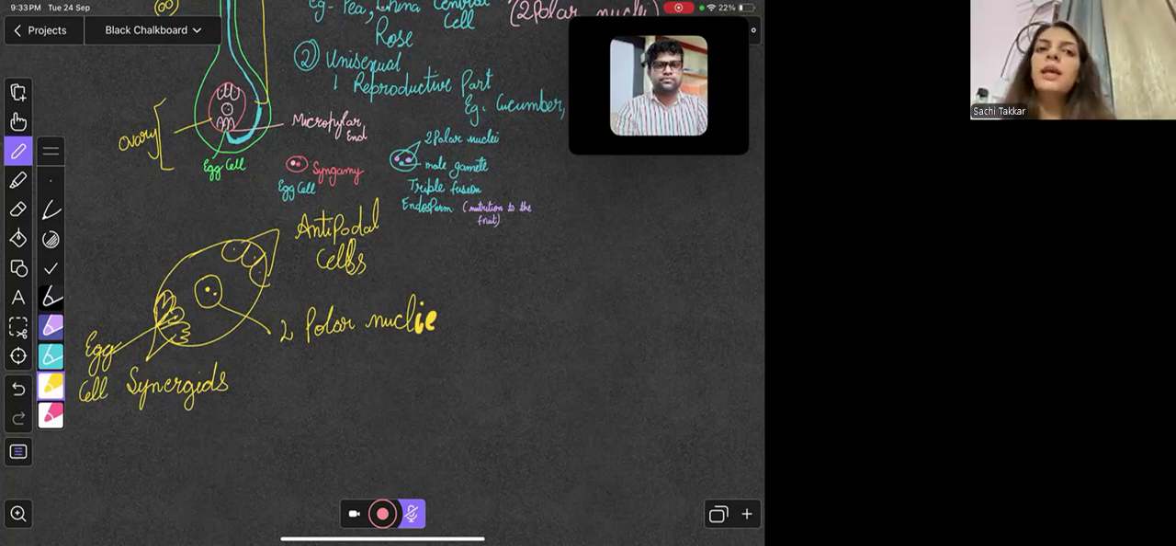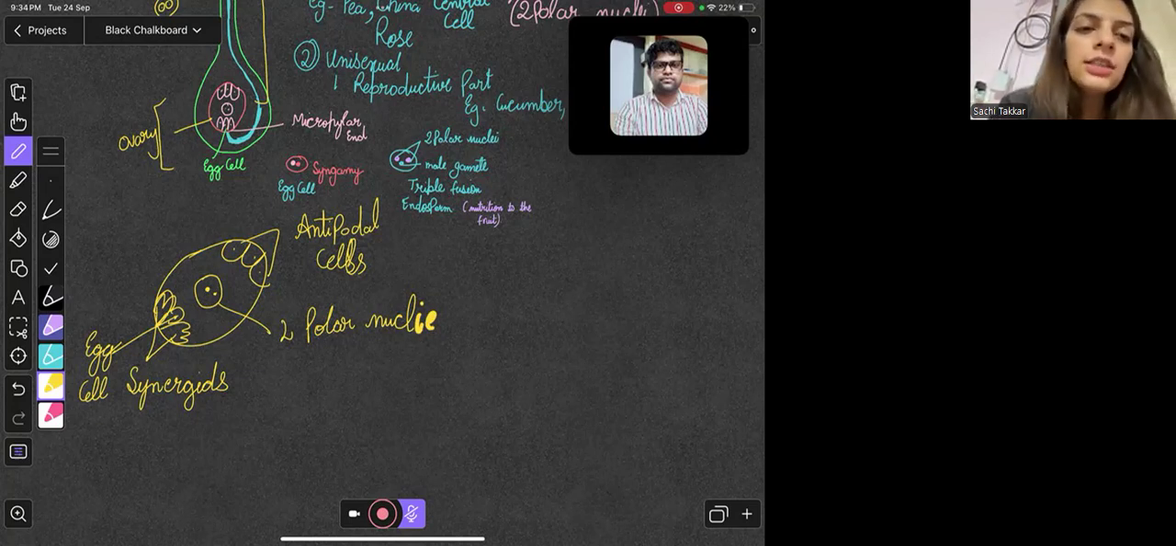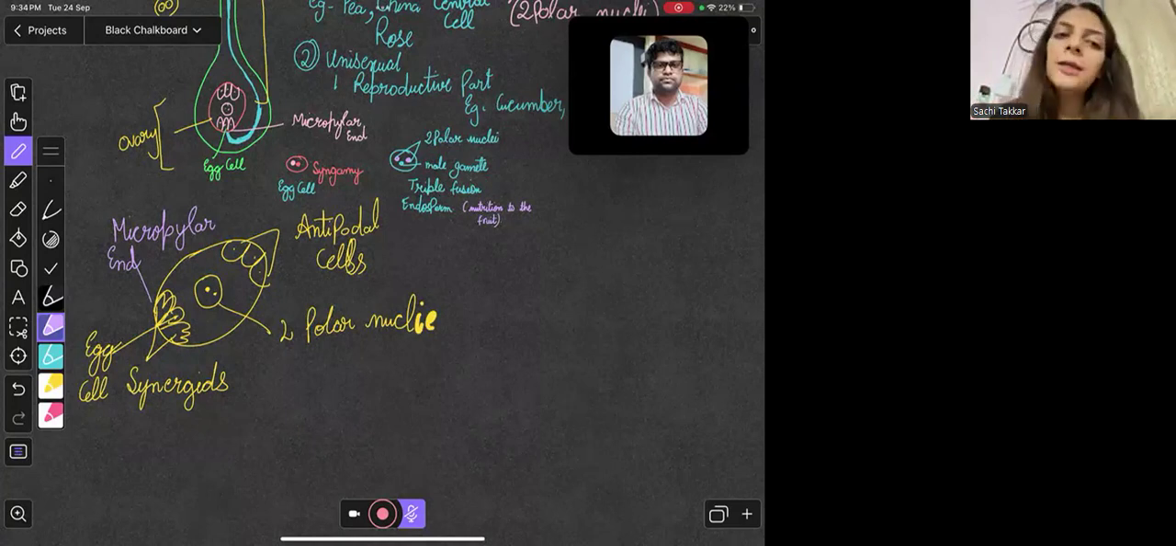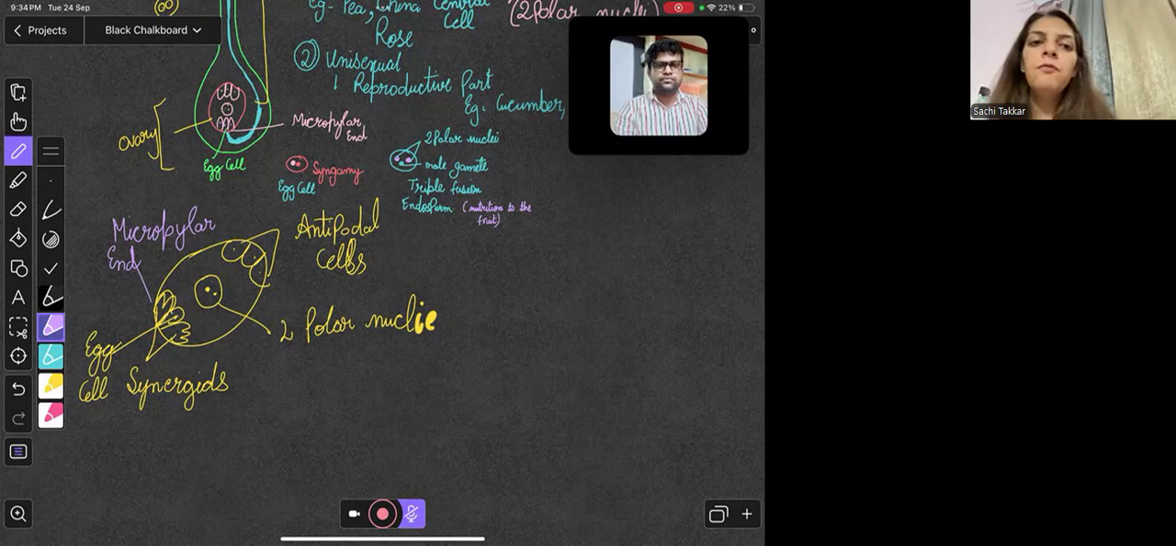When these two male gametes enter inside the ovary through the micropylar end, where the synergids are present, this is the micropylar end. The male gametes will be guided by two finger-like projection structures present inside the ovary that will guide the male gamete from where to enter, from where they should head.